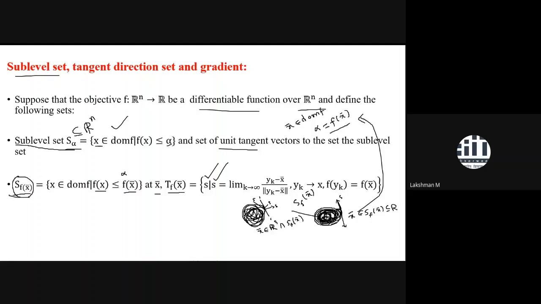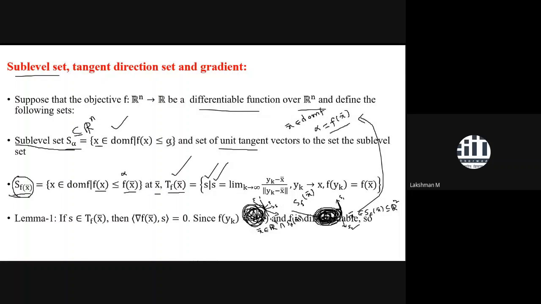So in the case of R2, this set of unit tangent directions has just two elements. Call the first S1 and the second S2. But in the 3D case, you have infinitely many possibilities. So that's the picture of T_f at x bar.